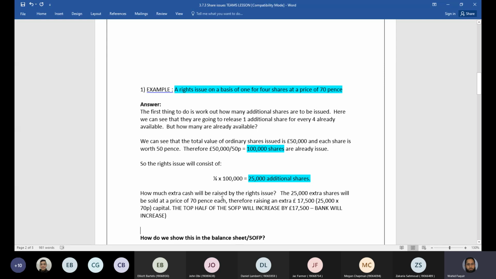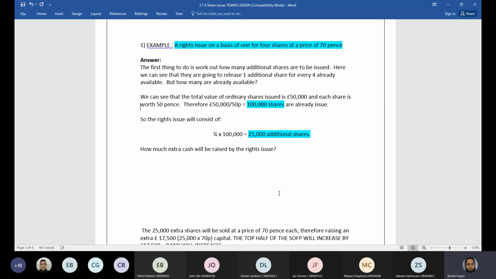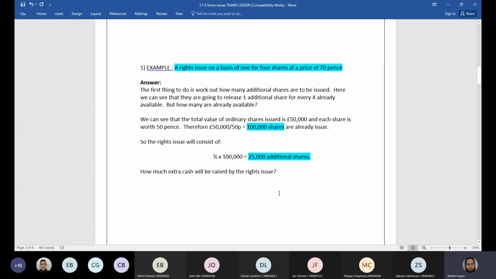Right, now, how much extra cash will they raise? So if you don't have that screen in front of you, you can't see the answer now. So let's work it out again. Well, that's the number of shares that we're issuing. How much are we issuing the shares for? Right, so you're looking for not the nominal value.